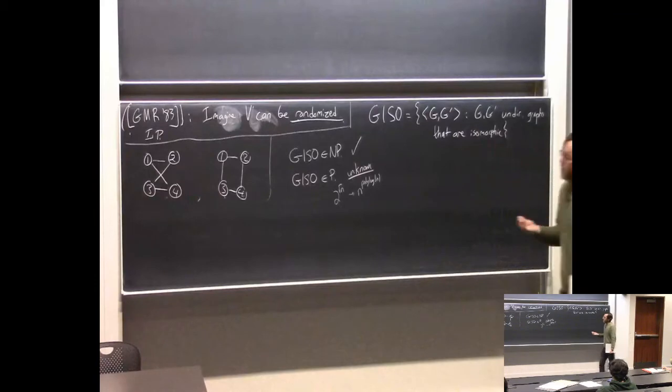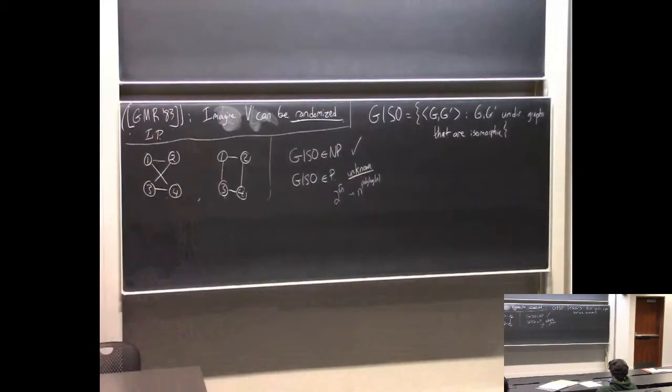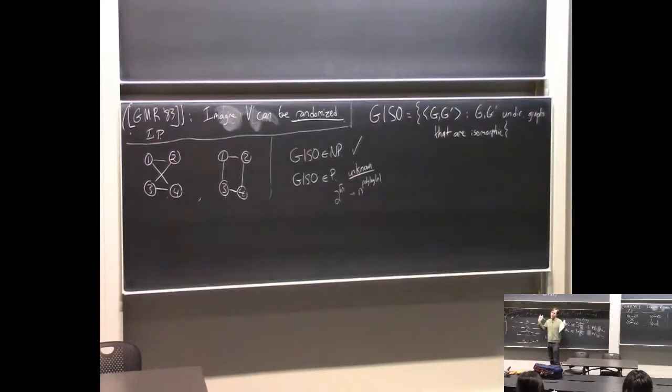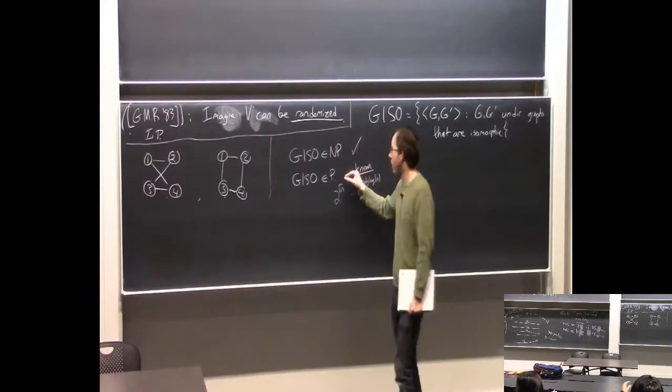If it turns out that it's in P, then you have a very simple proof system where there are 0 rounds of interaction. The verifier is just like, I got this. You don't need to tell me anything. I can check for myself if these graphs are isomorphic. But we don't know that one.